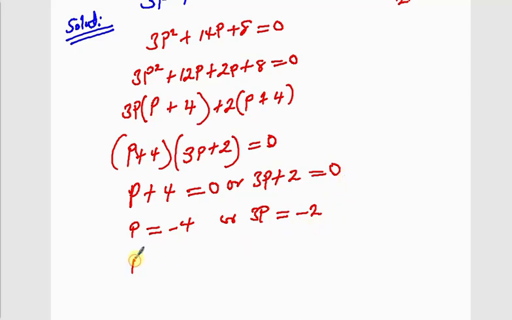Now we have our p equal to minus 4, or our p equal to minus 2 over 3. Therefore, our p will be equal to minus 4 or minus 2 over 3. This is the value for p.